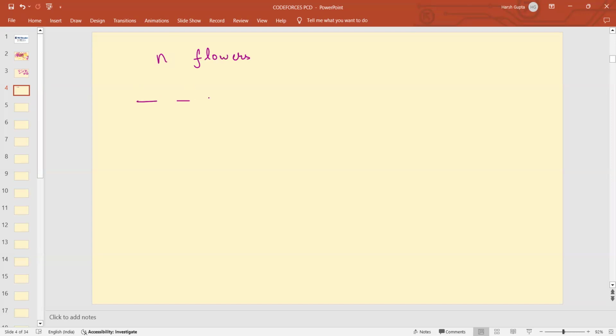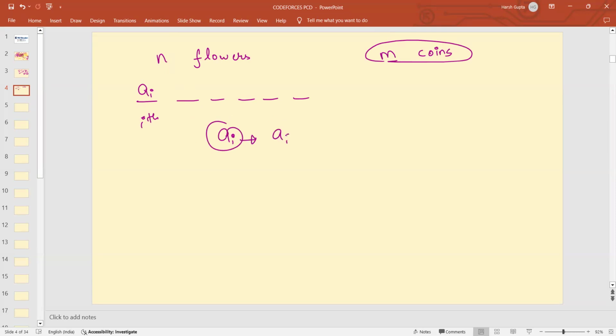Okay, you have been given n flowers, and you have been given some coins. Now, the ith flower contains ai petals. And the cost of using these ai petals is ai. It's written.